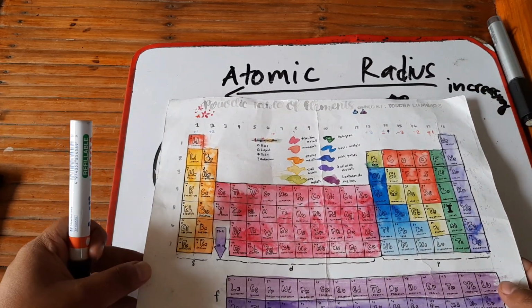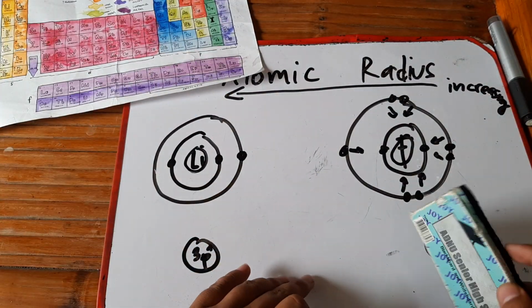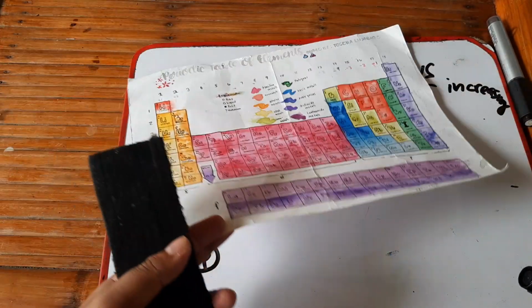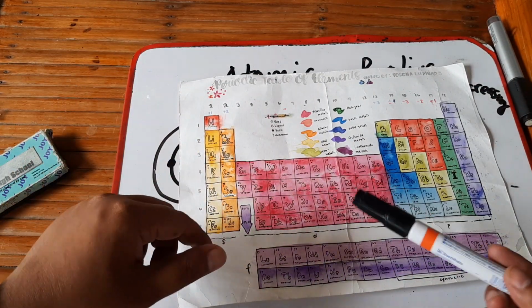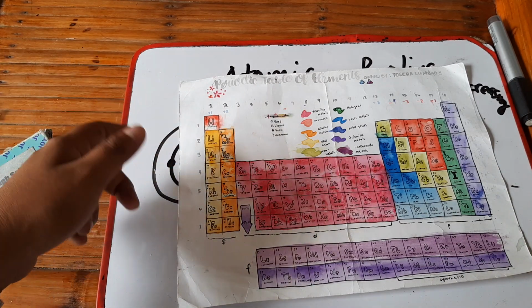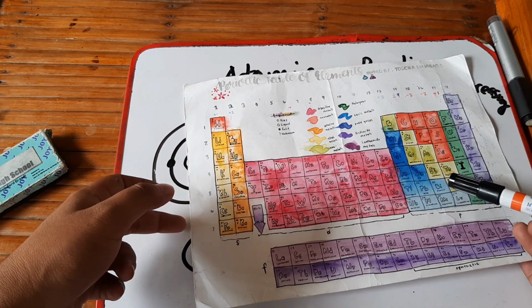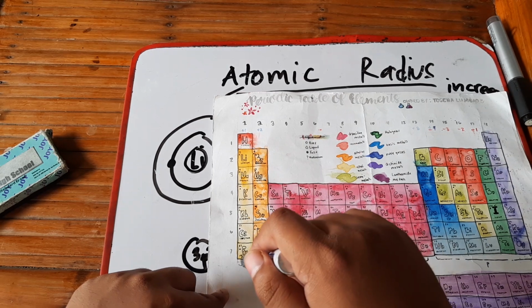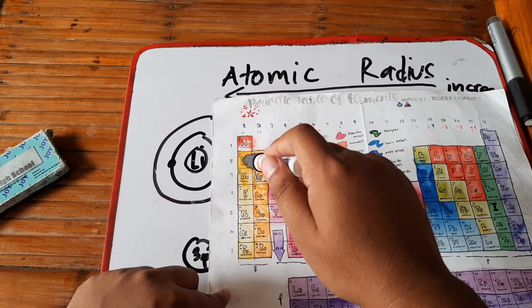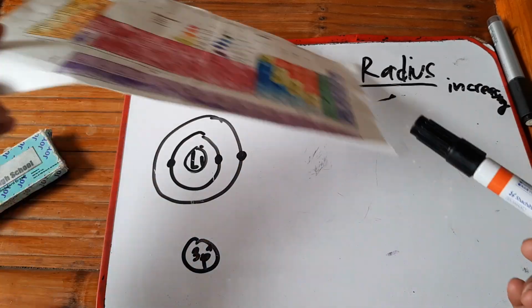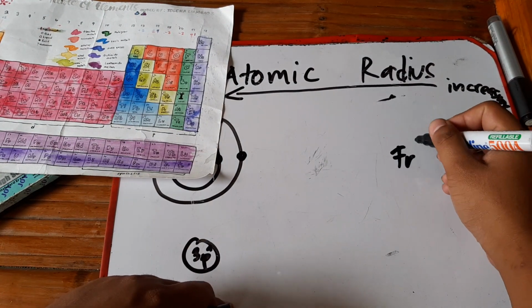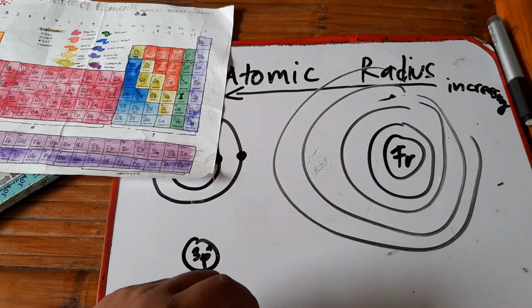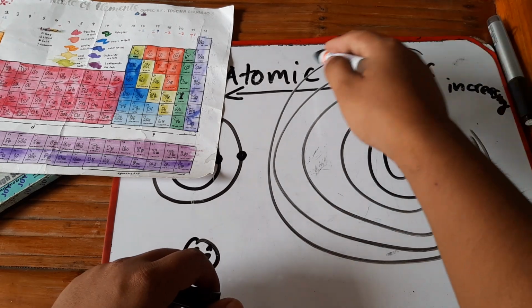Now, how about going down? Let me remove now the fluorine. I'll still use lithium. So we will compare the motion between groups. Earlier, it was between periods. So, from top to bottom. From lithium, let's compare it to francium, which has 7 shells. So francium: 1, 2, 3, 4, 5, 6, 7.